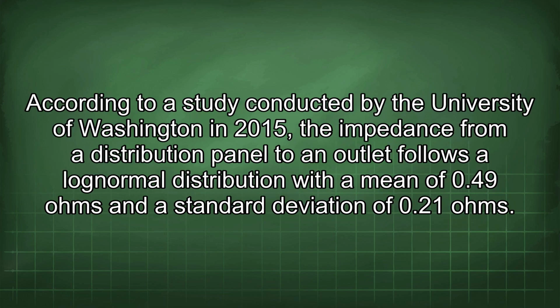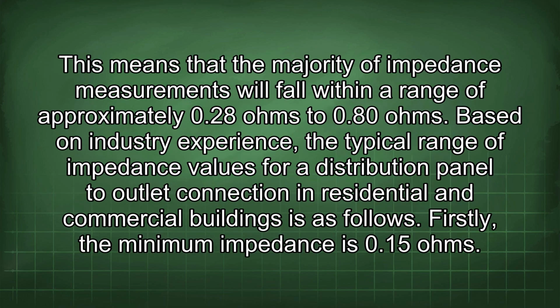According to a study conducted by the University of Washington in 2015, the impedance from a distribution panel to an outlet follows a log-normal distribution with a mean of 0.49 ohms and a standard deviation of 0.21 ohms. This means that the majority of impedance measurements will fall within a range of approximately 0.28 ohms to 0.80 ohms.